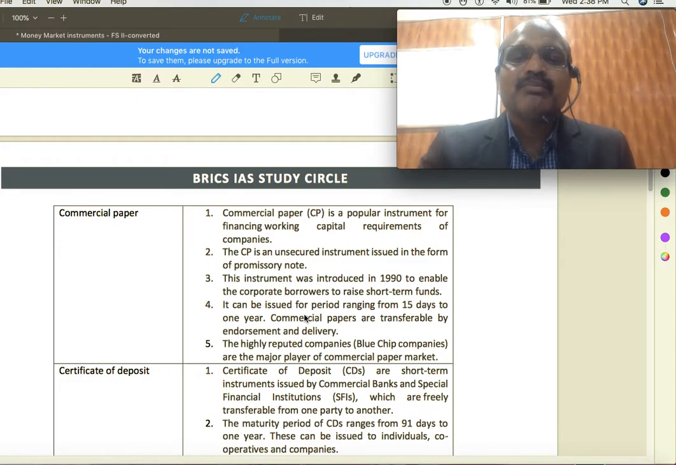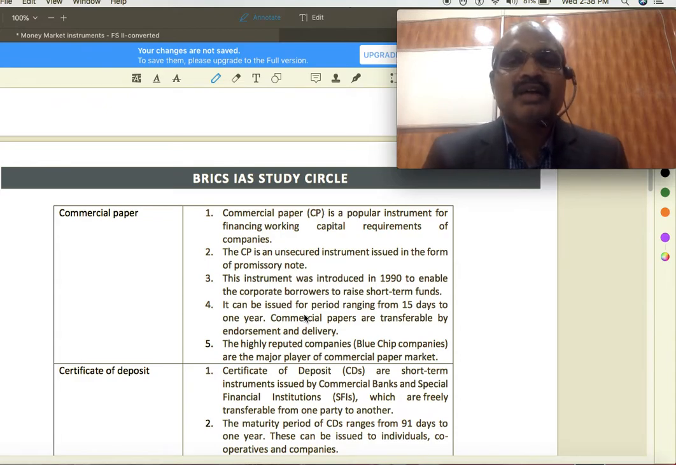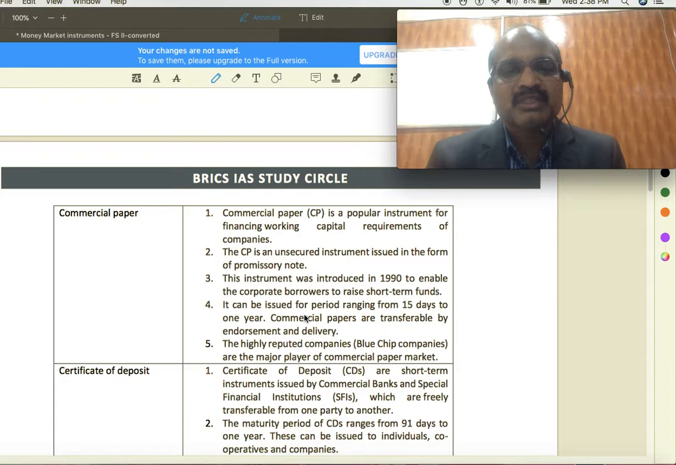The face value minimum they will start with is 5 lakhs, and a multiple of 5 lakhs. That means when I purchase a commercial paper, it's like I have invested money in the company. It is a promissory note. Whatever period of time is mentioned on that note will be the time within which they will repay the money. So companies will try to raise money by issuing commercial papers as promissory notes.